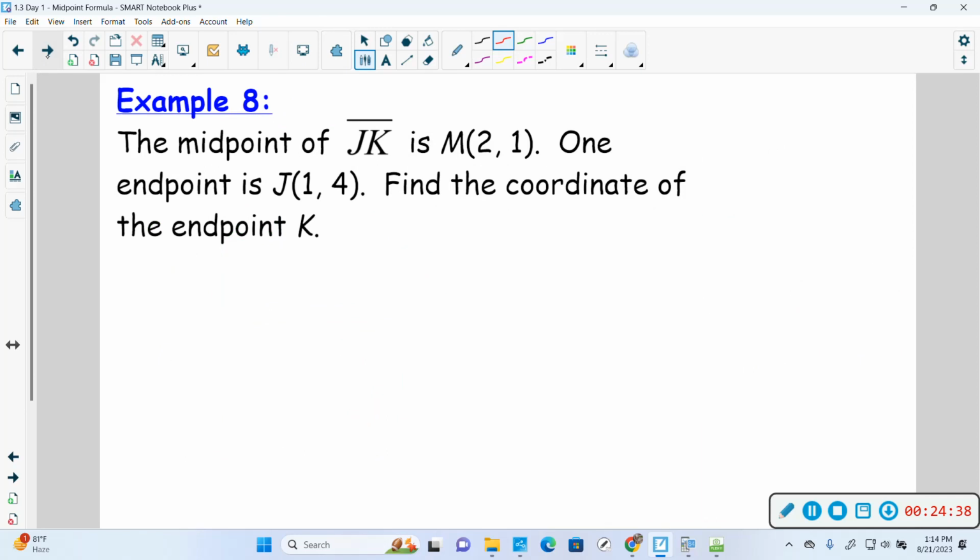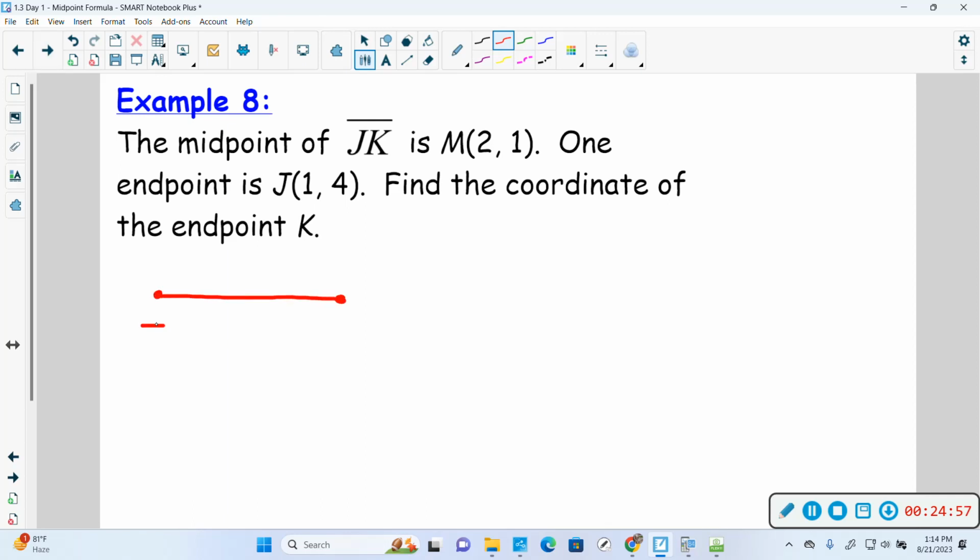The midpoint of JK is M at 2, 1. A little different here. One of the endpoints is at 1, 4. Find the coordinate of the endpoint K. Now I'm not going to get fancy and draw the whole graph grid and all of that, but I am going to draw a picture here because we need a little visual because it's a little different.